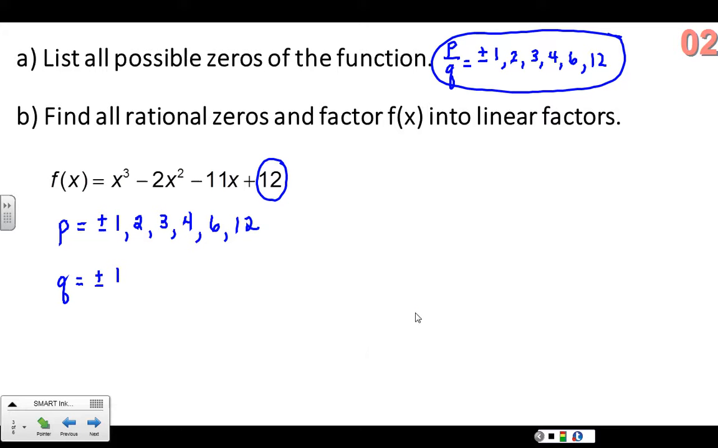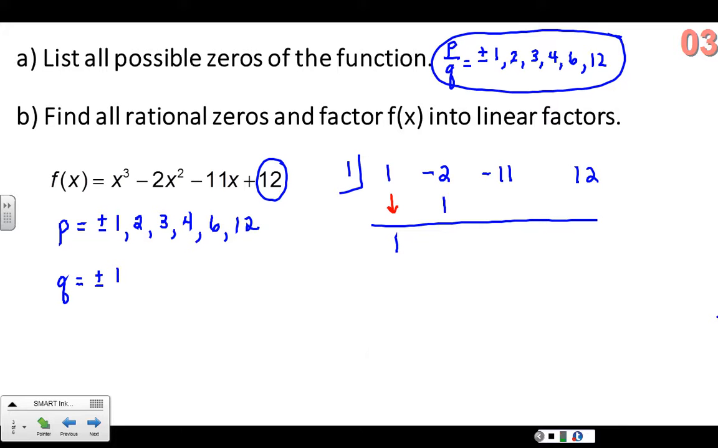Now part B asks us to actually find all the rational zeros and factor it into linear factors. So let's start off with positive 1 in the list, to see if it's a factor or a zero. We're going to see if we get a zero when we do synthetic division. So if I use positive 1, my coefficients are 1, negative 2, negative 11, and 12. So let's run through that synthetic division.